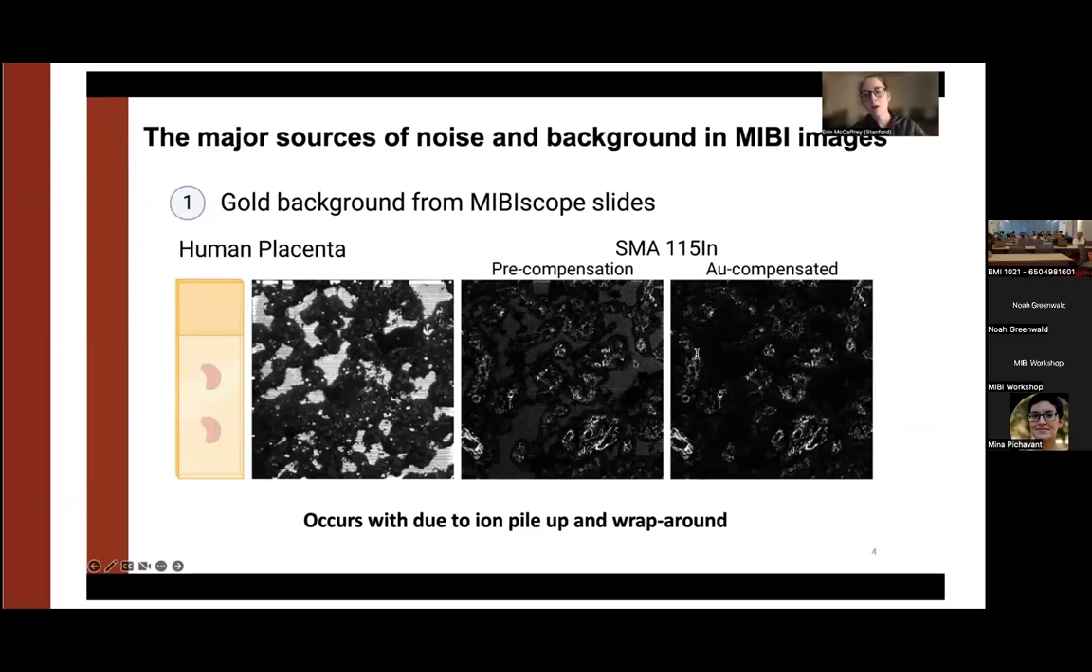Now, ideally, after compensating our data, we would get the resulting image on the right, where you can see that we've largely removed the entirety of this contaminating signal, and the only thing that remains is signal coming from smooth muscle actin itself.